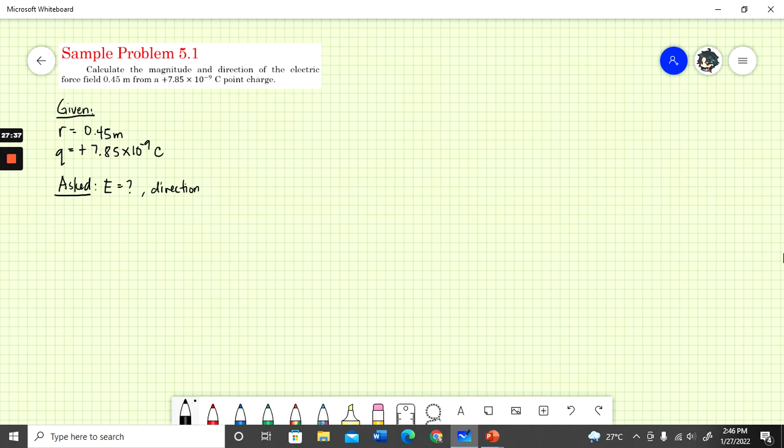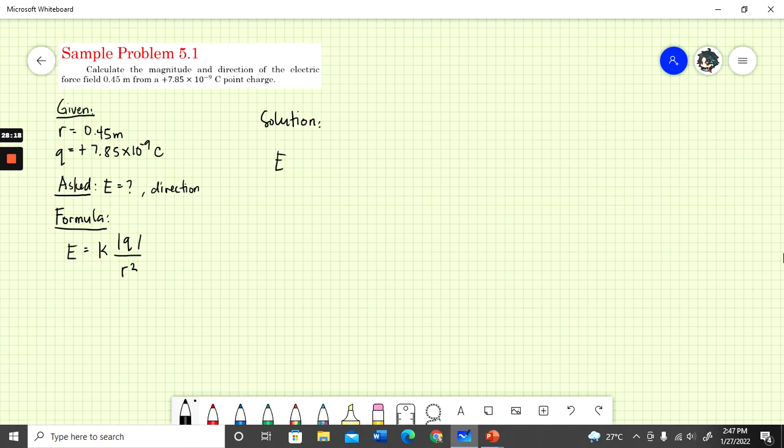The formula that we have to use is E is equal to Coulomb's constant multiplied by the absolute value of the magnitude of your point charge, divided by r squared. Just remember this. It is very similar to Coulomb's law. In Coulomb's law we have two charges, but for the electric field we only have one. So let's solve for this.